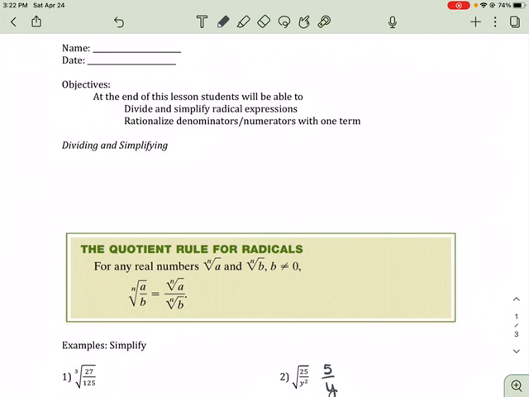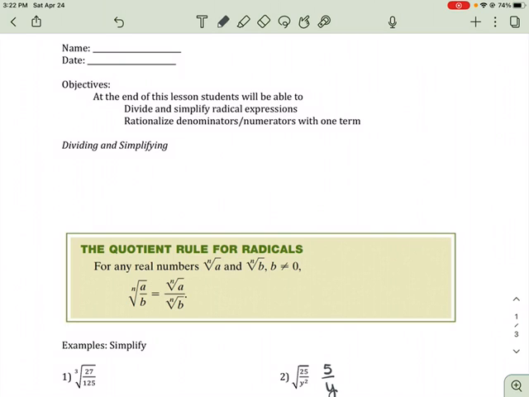Hi everyone. So today we're going to work on dividing. The other day, remember, we did multiplying and we simplified, and then we multiplied together and then we simplified. So today we're going to divide and simplify radical expressions, and then we're going to need to take care of a problem.